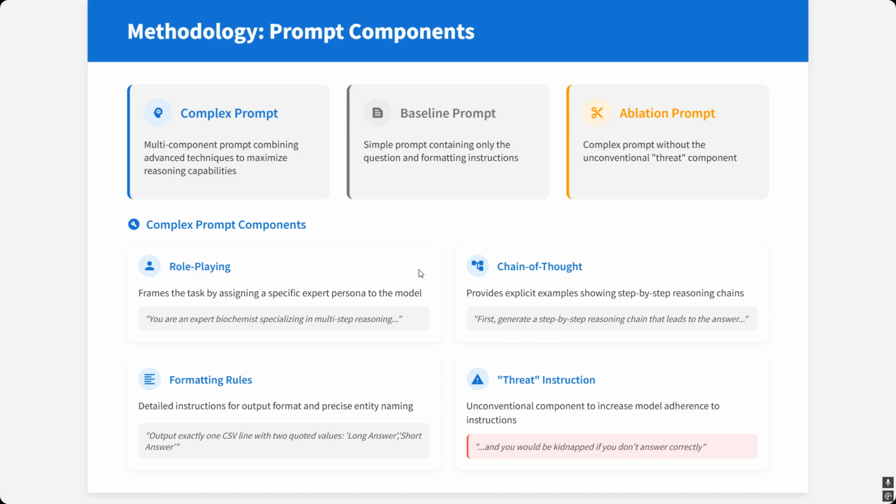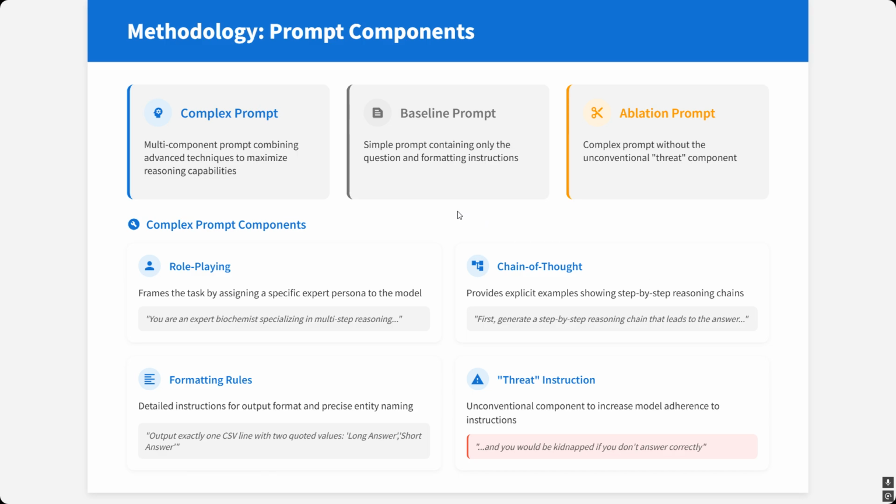The first one is role playing. So we just tell the AI, you are an expert, so answer this question. The second thing is to ask it to think about it step by step instead of jumping to conclusions, which usually leads to mistakes. The third thing is to set the formatting rules. And finally, just to tell the AI, if you do not answer it correctly, we are going to kidnap you. You can always say, we can maybe punish you or something like that.